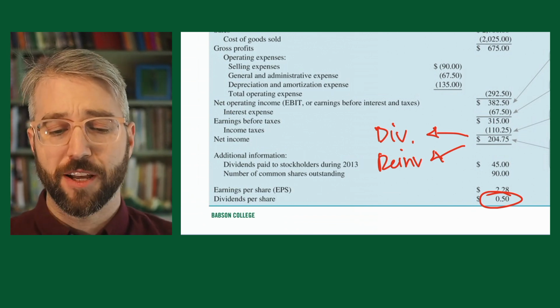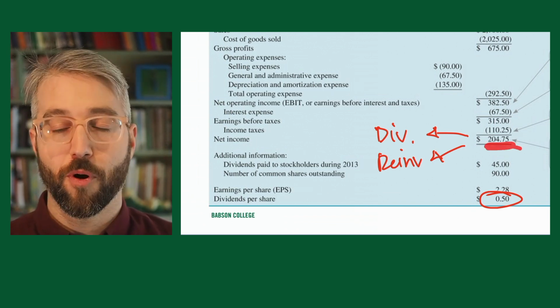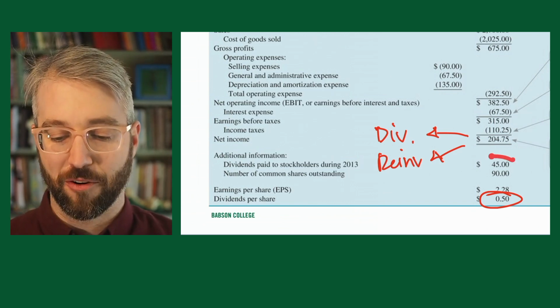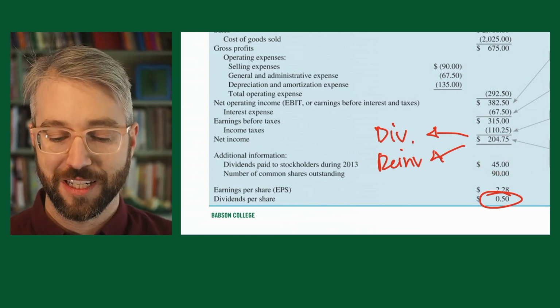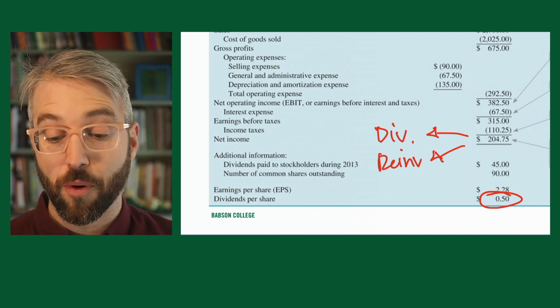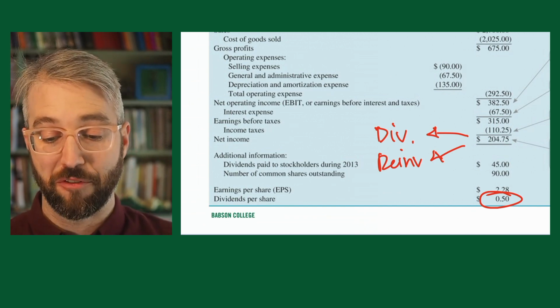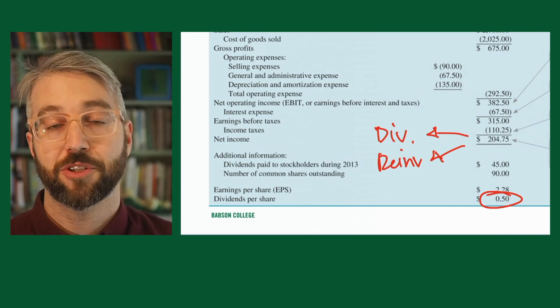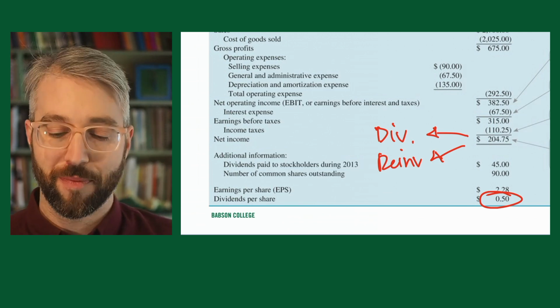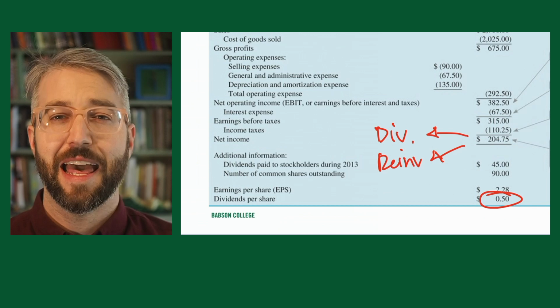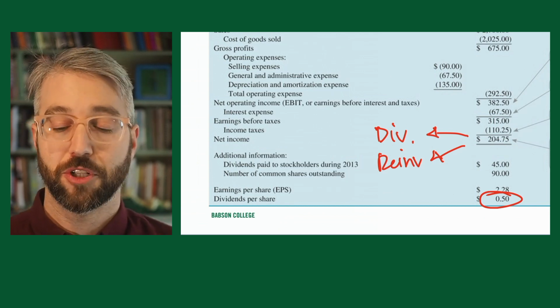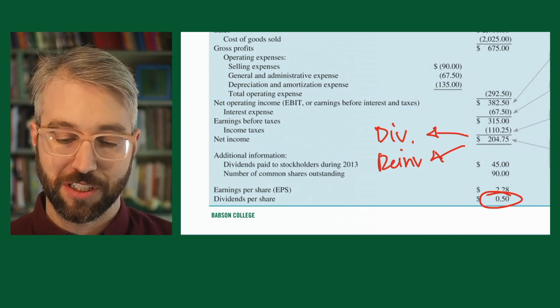So if Boswell earned $204.75 million, and that belongs to the shareholders, and they paid out $45 million of it to the shareholders in that year, that means that the remaining 204.75 minus $45 million that they paid out must be the amount that they reinvested in the firm that year. And we should be able to see that as the increase in retained earnings from the 2012 to the 2013 balance sheet for Boswell.